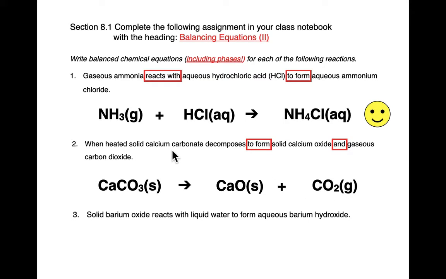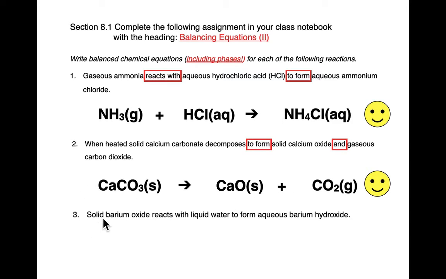So when heated, calcium carbonate decomposes. That's our only reactant. Decomposes to form, the arrow, solid calcium oxide, and the plus symbol, gaseous carbon dioxide. And this reaction, too, is already balanced. We don't need any other coefficients besides the implied ones for each.